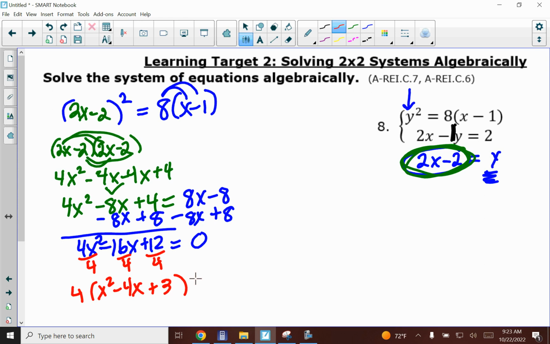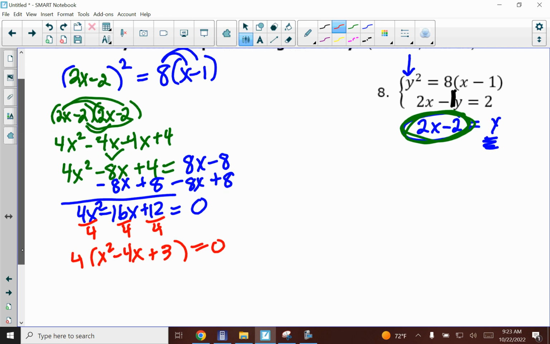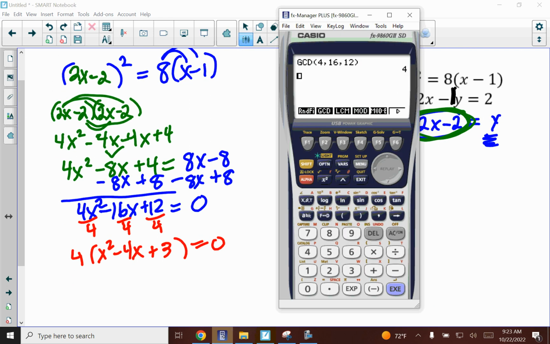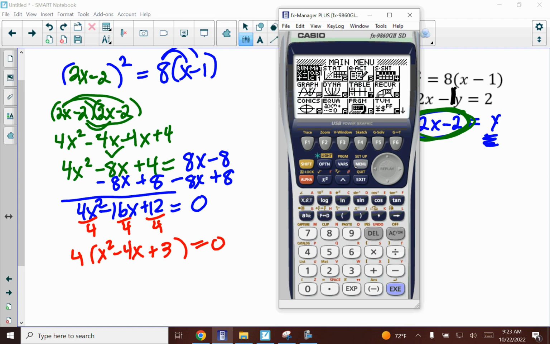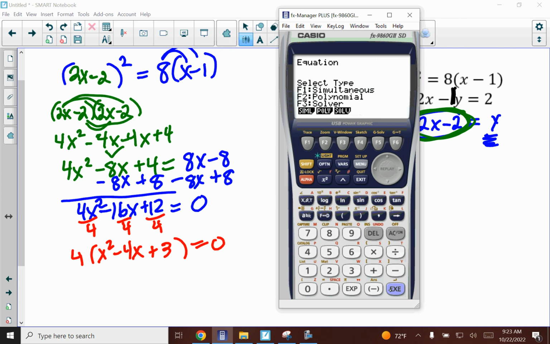plus 3. Now, the cool thing about the calculator is if you are in my class, I showed you guys how to sort of work backwards by using the solver in the calculator. So that's what I'm going to do next. So in the calculator, we have this solver that works on all polynomials. Polynomials are pretty much anything that have an exponent in them. So F2 is our polynomial solver.